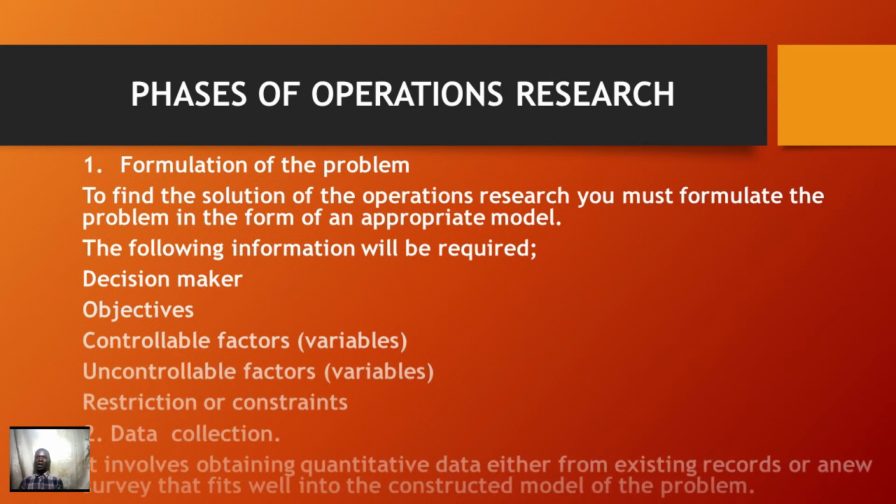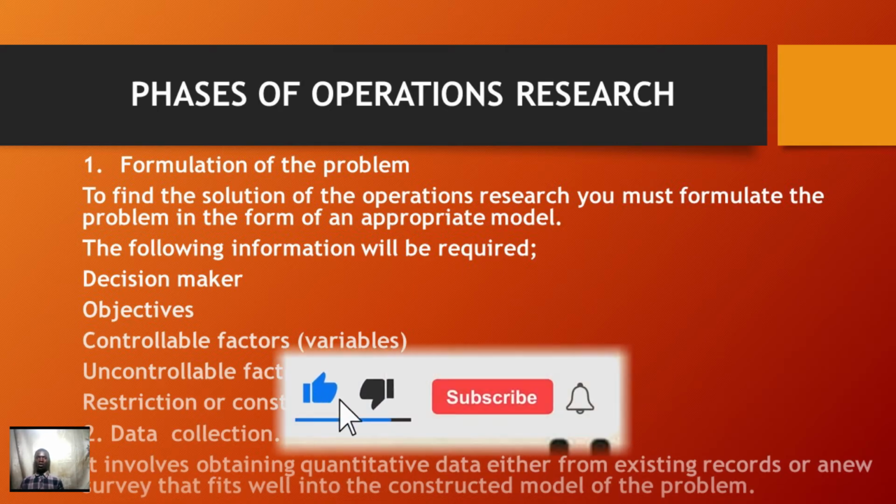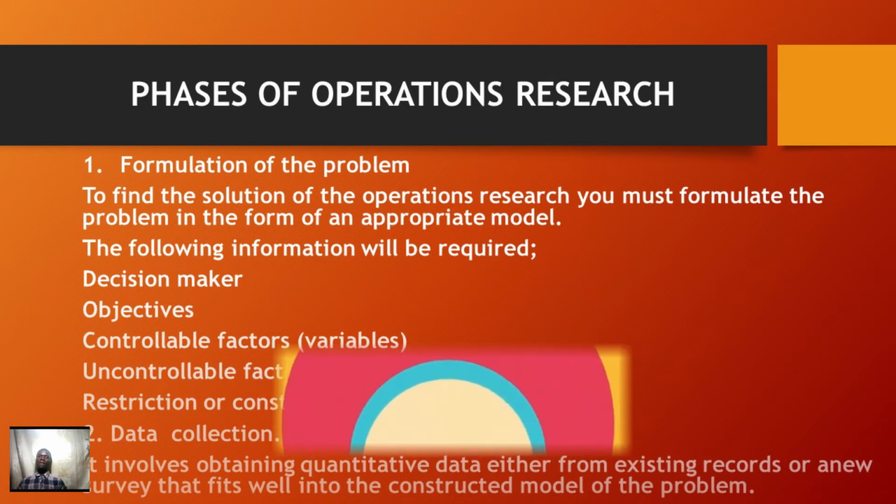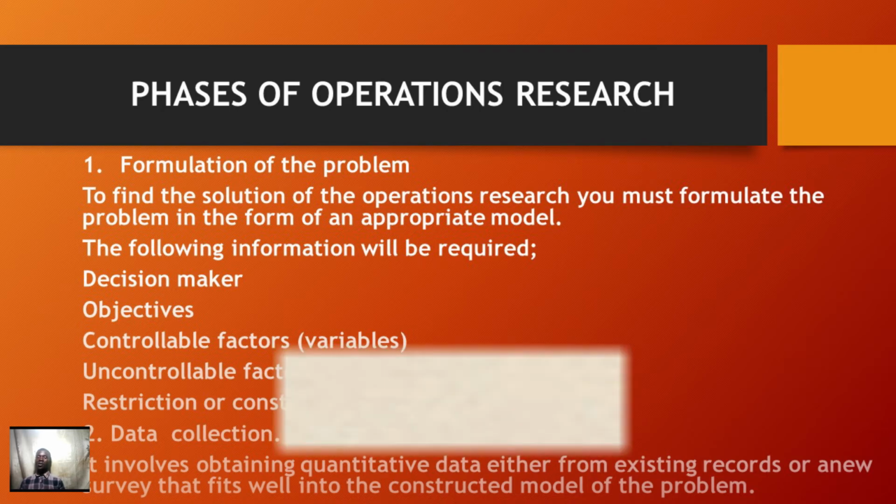But in making the appropriate model, you have to involve things like the decision. There has to be a decision maker. There has to be objectives. Objectives, these are the aims of the model. You have to look at things like the controllable factors and the non-controllable factors, these are the variables. Then you have to look at the restrictions. Restriction, I'm talking of constraints. What are the limitations that hinder carrying out that model in order to solve the problem?